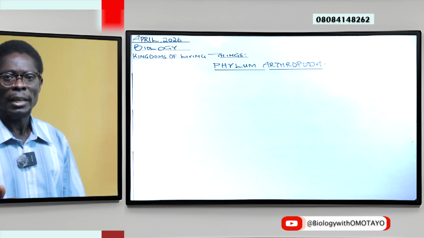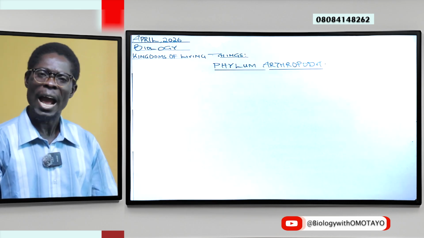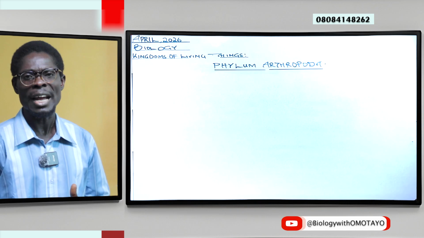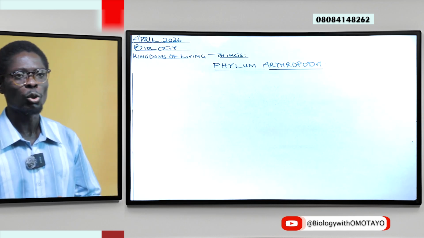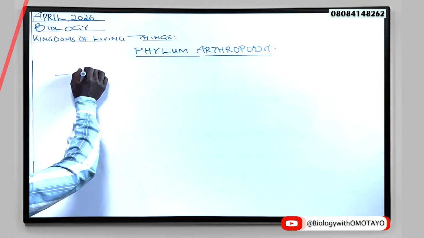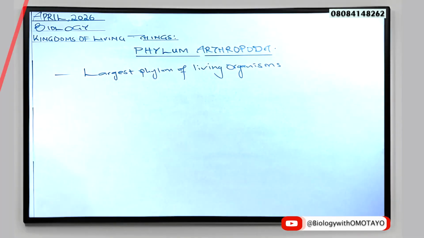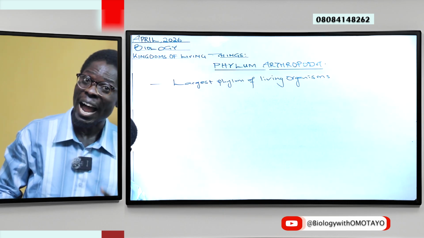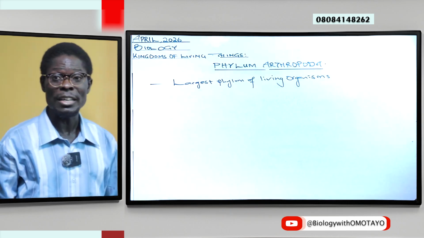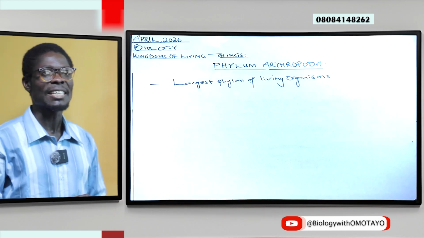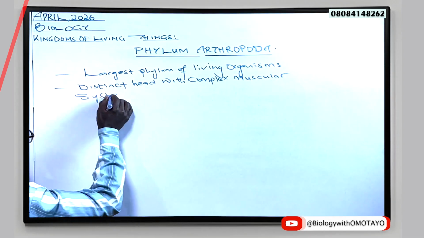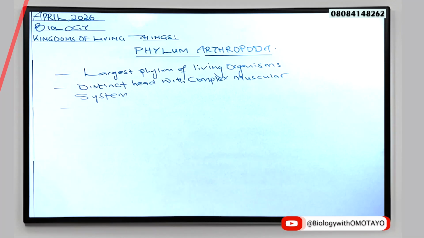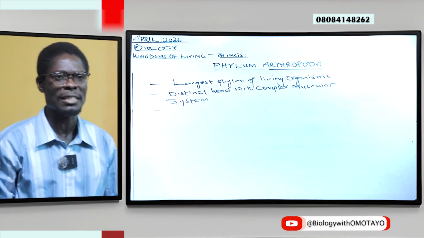Having said that, let's quickly look at the unique features associated with organisms that are grouped under this very phylum, phylum Arthropoda. To start with, one, take note that this is the largest phylum. This is the phylum where you have the largest number of living organisms in the animal kingdom. Organisms here have a distinct head and a complex muscular system.